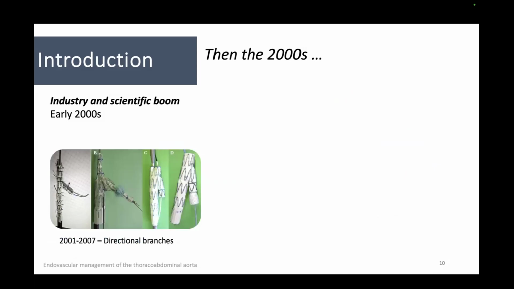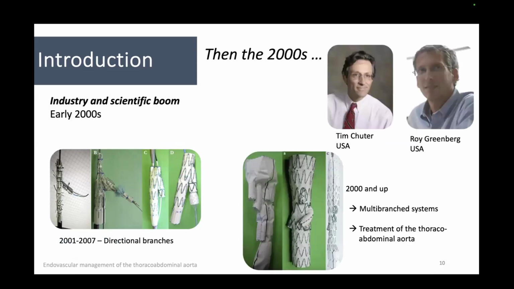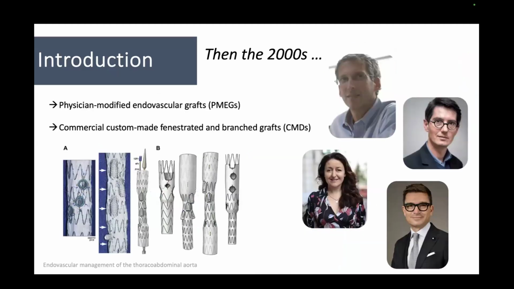The industry and the scientific community started to basically burgeon everywhere in the world in the early 2000s with grafts with directional branches that appeared on the market, and then we had multi-branch systems that appeared in 2000 and up, pioneered by Tim Tudor in the US and Roy Greenberg in the US too. Fantastic vascular surgeon that had a lot of trainees after that that went and continued his amazing work.